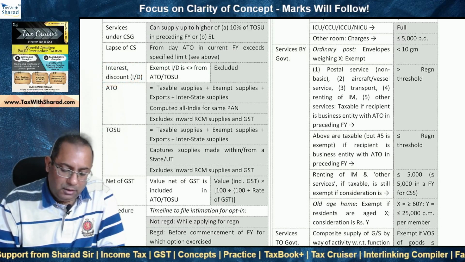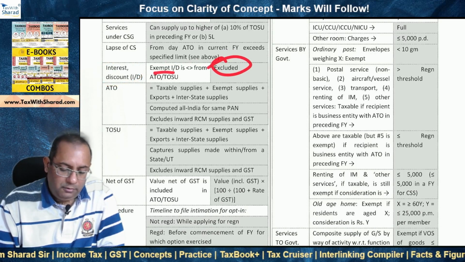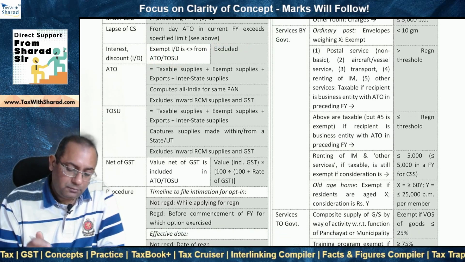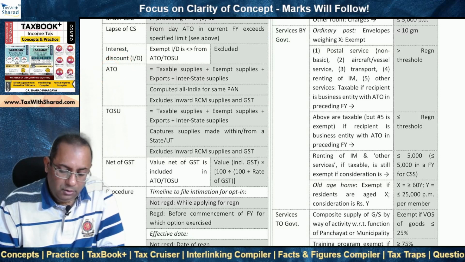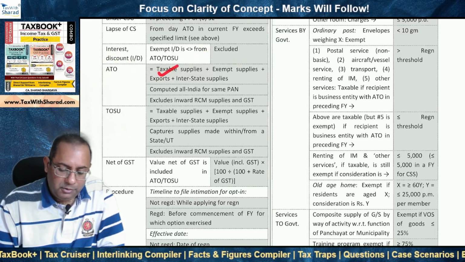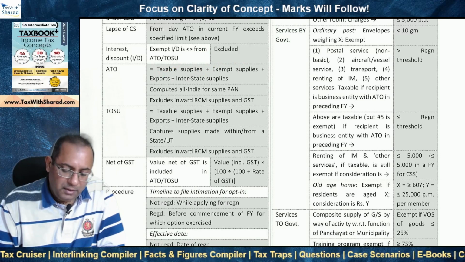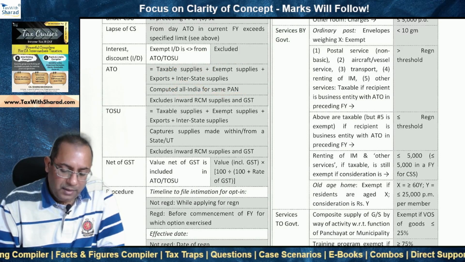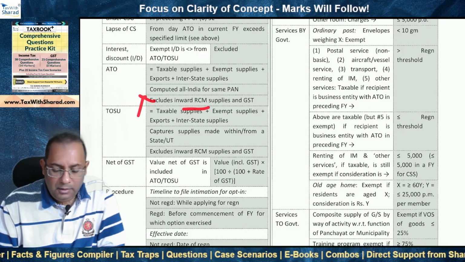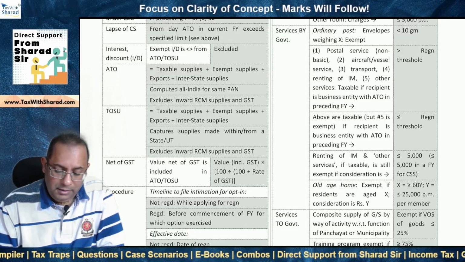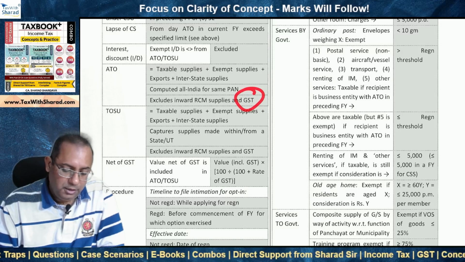What about interest or discount? Now, if the interest or discount is exempt, it is excluded while computing aggregate turnover or turnover in state or UT. How do we compute ATO, aggregate turnover? It is equal to taxable supplies plus exempt supplies plus exports plus interstate supplies. It is computed on an all India basis for the same PAN, and it excludes inward supplies which are taxable under RCM, and it also excludes GST.